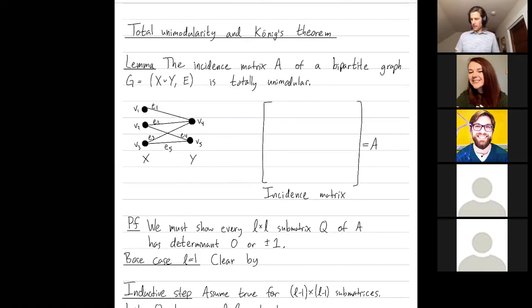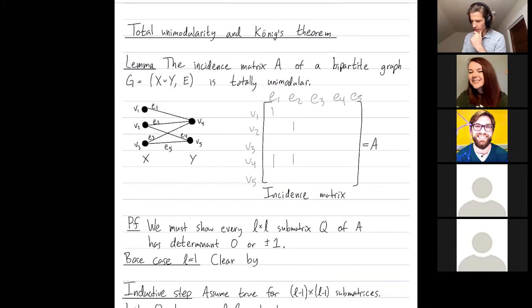What is the incidence matrix of a graph? Well, you list all of the edges as columns, and you list all of the vertices as rows. And then I'll fill this in by looking at the columns. In each column, I put a 1 for the incident vertices. So E1 has incident vertices V1 and V4. E2 has incident vertices V2 and V4.